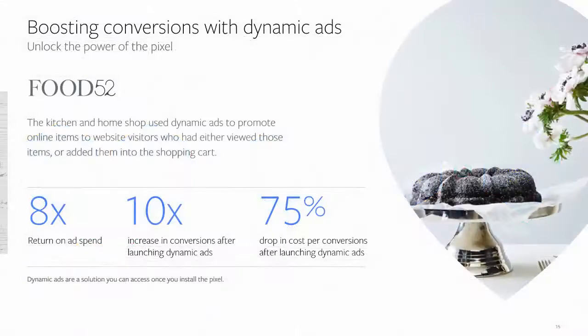Let's put this all into context with an example from an advertiser who successfully implemented the Pixel to their site, Food 52. They're an online kitchen and home shop, and they use dynamic ads through the Facebook Pixel to advertise to customers who had viewed their items on their website or added them to their shopping cart. By leveraging the data they accessed through the Pixel, Food 52 saw an 8x return on ad spend, a 10x increase in conversions, and a 75% drop in cost per conversion.